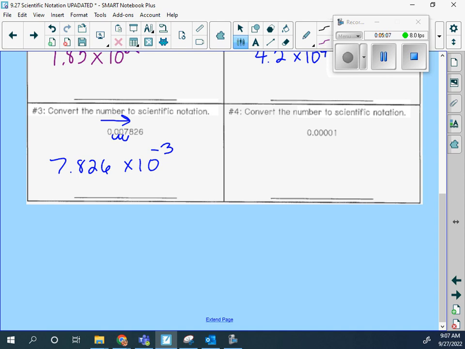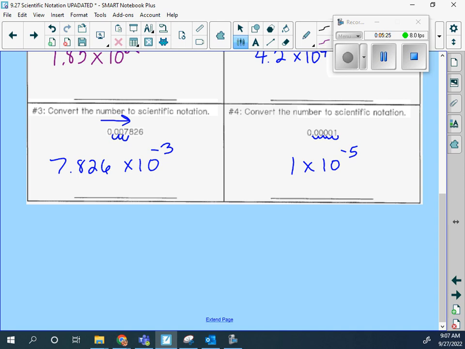You guys try number 4 on your own. Did you guys get 1 times 10 to the negative 5? Yes. Okay, guys, questions? Pretty easy. Yeah. Okay, so that's going from standard to scientific.